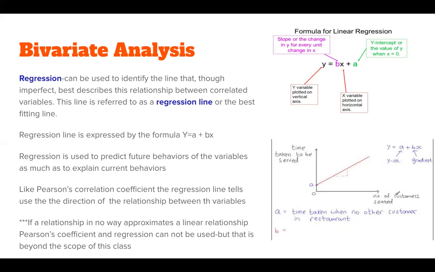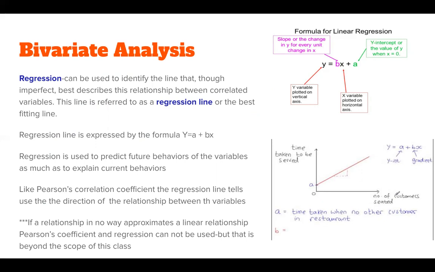And so the goal of regression is just as much to predict future behaviors as it is to explain current behaviors, right? So you can plot it out based on the data you have, but what you're really trying to do is predict future data. Like if I know X and I have my regression line, then that should tell me my Y, even if I don't actually have that data. So that is the goal of regression. And in the same way that Pearson's correlation coefficient, whether it's positive or negative, tells us the direction of the relationship between the variables, the regression line also can be used to discuss the direction of the variables, whether or not you have a positive or a negative slope.